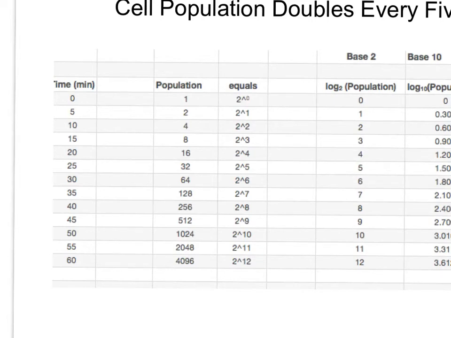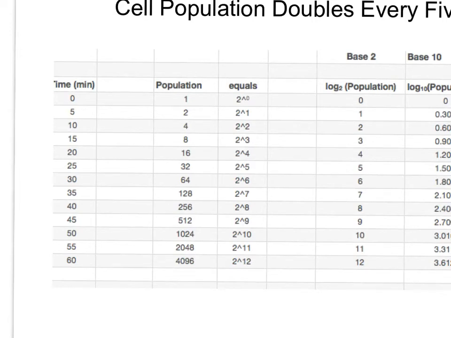So here's an example where at time 0, maybe there's 1 cell, 5 minutes later there's 2 cells, 10 minutes later there's 4 cells. So every time you see 1, 2, 4, 8, 16, 32. So the population is doubling in the same intervals of time, 5-minute intervals of time. And then if you put it in exponential notation with a base 2, 2 to the 0 is equal to 1, 2 to the power 1 is equal to 2, 2 squared is 4, 2 cubed is 8, 2 to the 4th power is 16, and so on. So the doubling implies that there's a base 2 there.